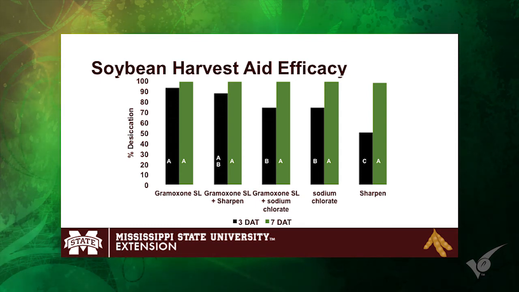Now I do have another data set looking at severe green stem. If you have a severe green stem scenario where that thing is just not going to dry down, that sodium chlorate will come into play and it will help. Is it required? Not all the time from an efficacy standpoint, but it can be beneficial in the right scenario.